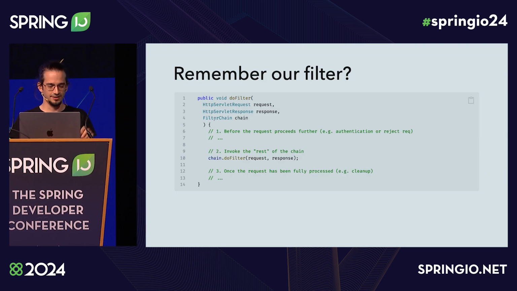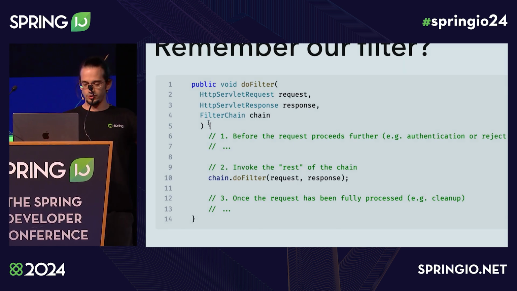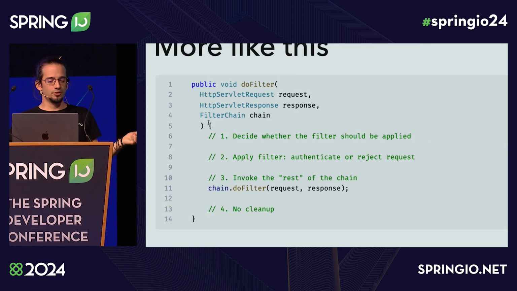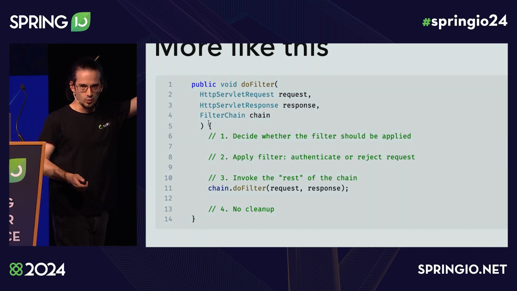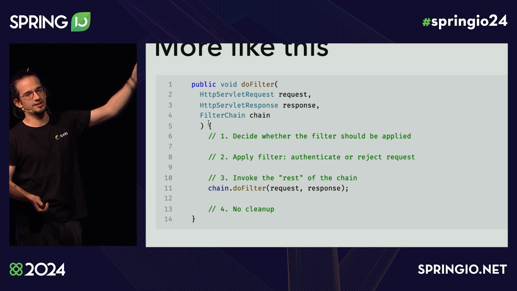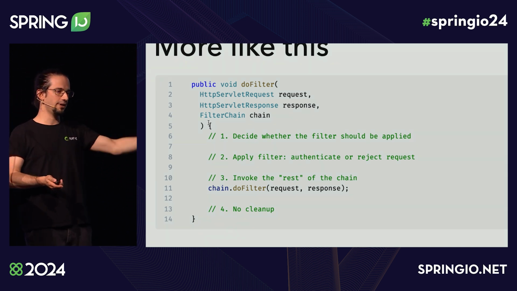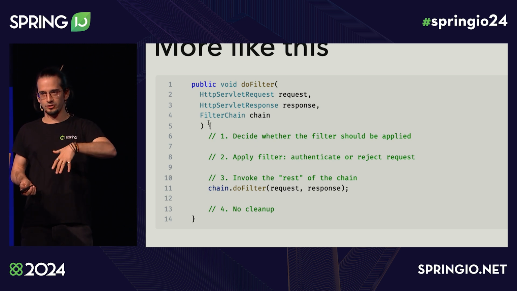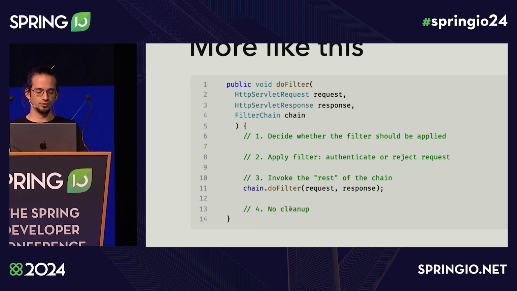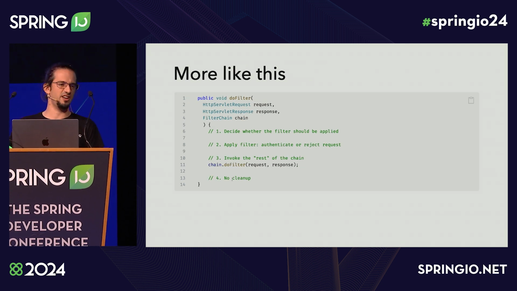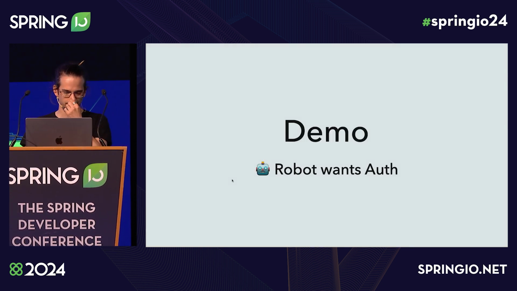So let's do this. Remember our chain, we said do filter, request, response, we do a security decision. When you're authenticating a request, it kind of looks like this instead. So first, you decide whether you should be applying the filter or not. Second, you get the credentials and you validate them. And if they're valid, you create an authentication object. If they're not valid, you reject the request. Then you invoke the rest of the chain, and then you do no cleanup, because cleanup is a very edge case. And we'll do it in the framework, but you usually don't need it.